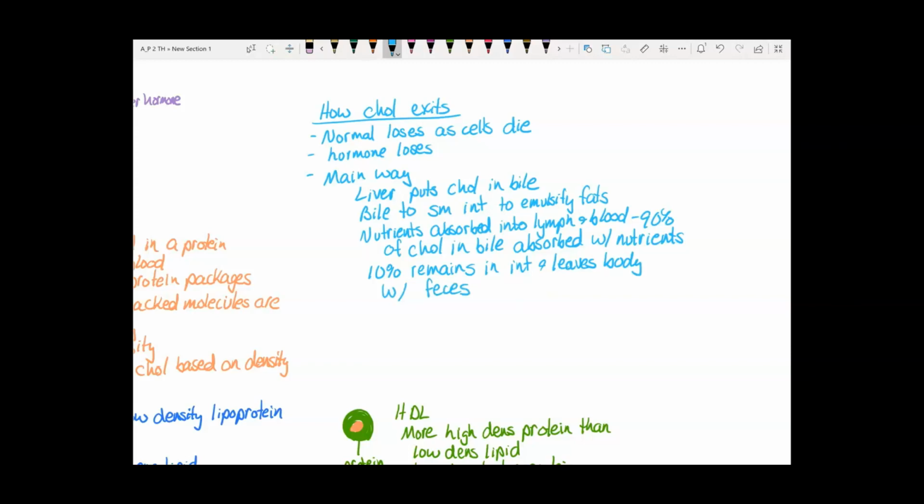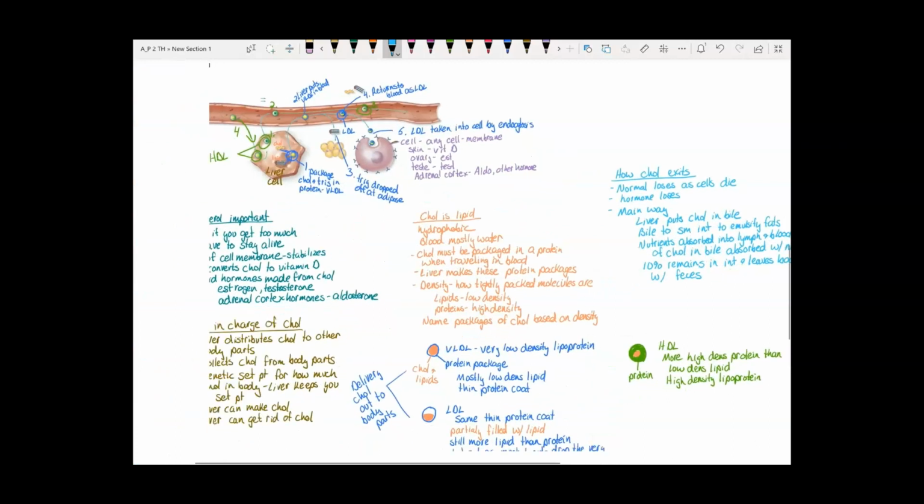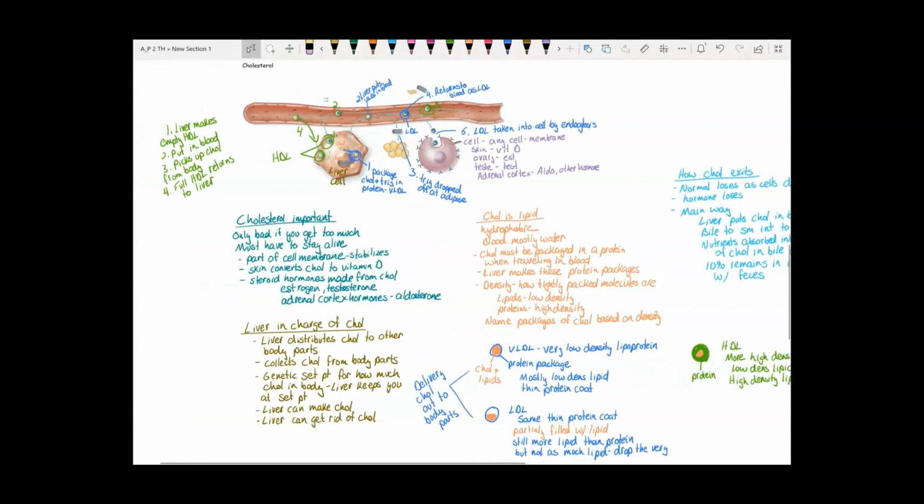So that's how you can get rid of cholesterol you don't want. Just put it in the bile, send it to the intestine, but then 90% you'll get back, but 10% you can get rid of in the feces. So there's some basics of cholesterol. There's a lot more if you study more deeply about cholesterol, but this is just kind of an overview of the main ideas.